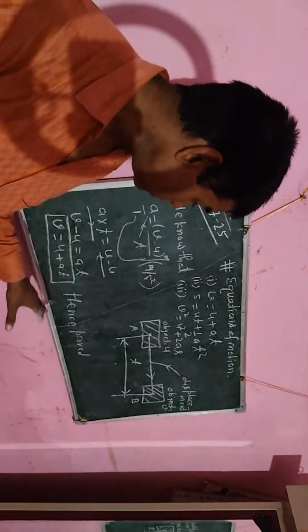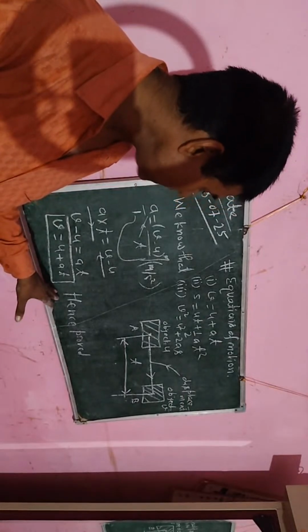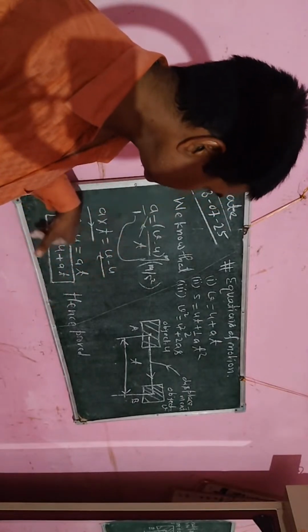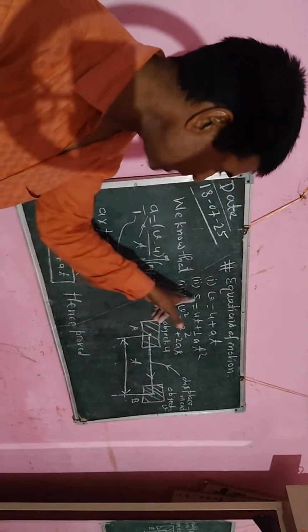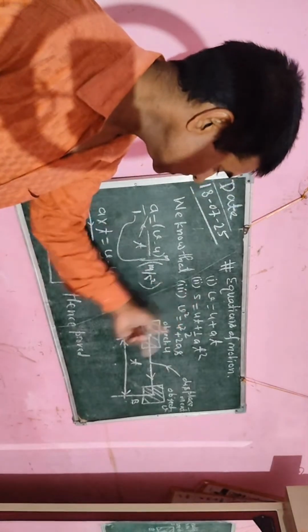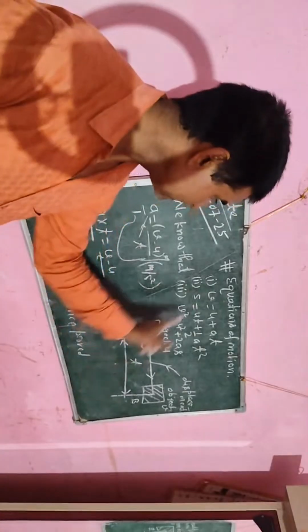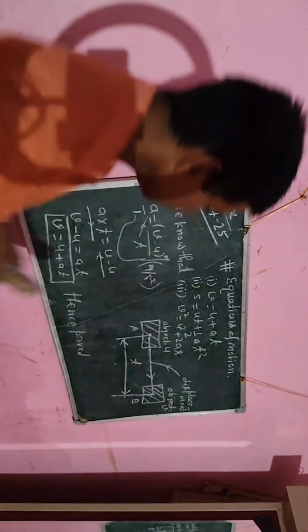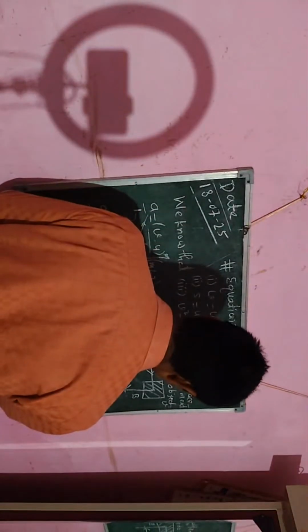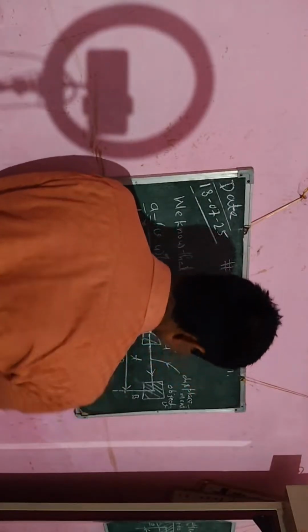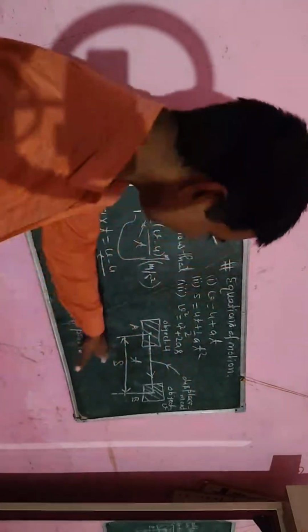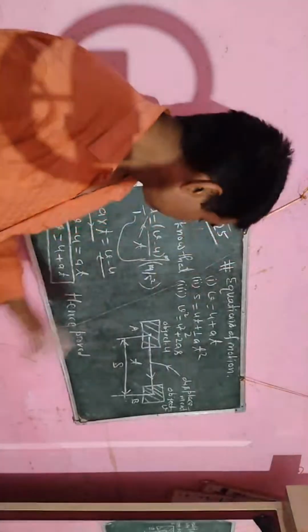Now first of all I am going to erase this concept, and after erasing it I will prove the distance from point A to B, which is denoted here. This distance from A to B I will calculate by using the same concept.